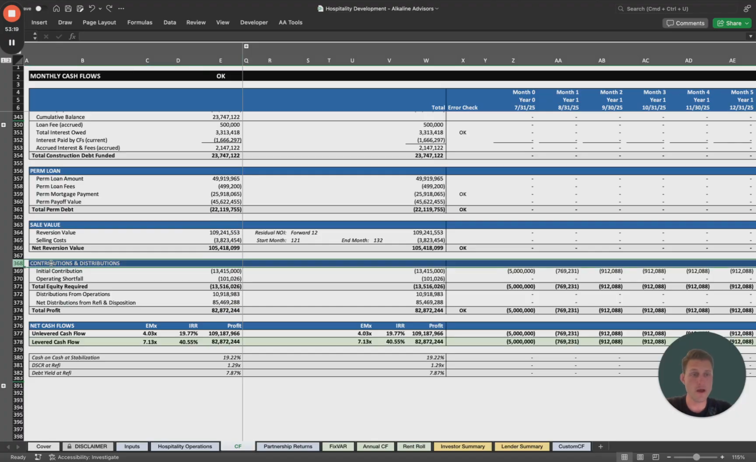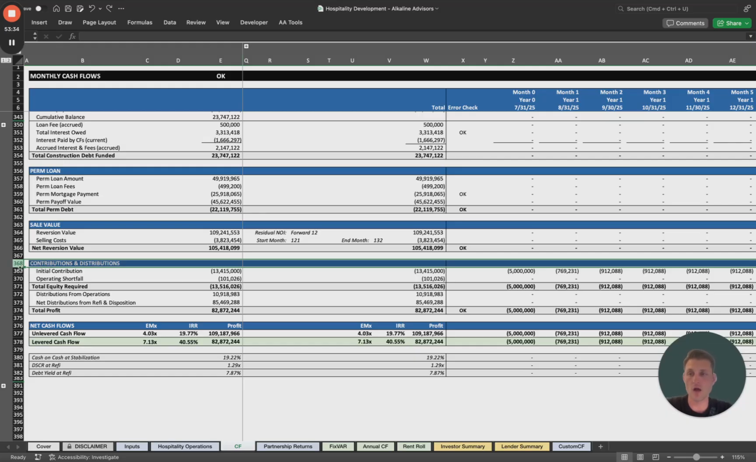So the way that we think about modeling is pretty straightforward. There are really 3 core variables. The first is contributions, the second is distributions, and the third is timing. Contributions is how much you're spending, distributions are how much you're receiving, and timing is when does all that happen.